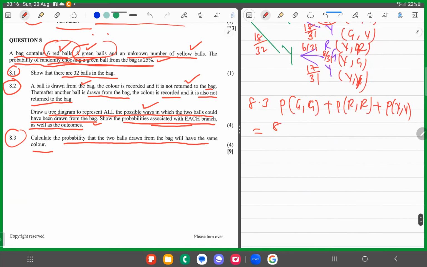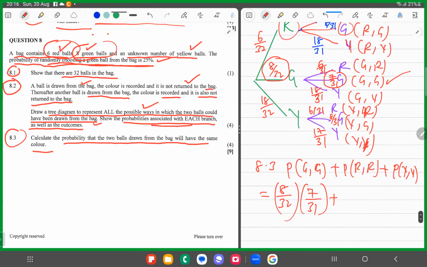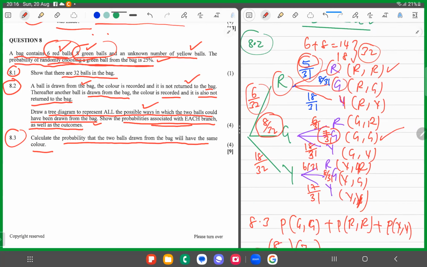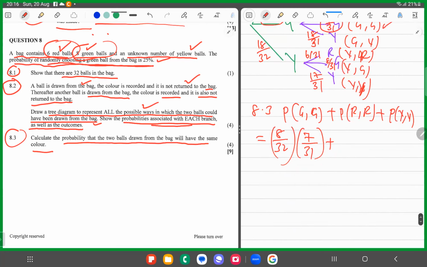So you'd have 8 out of 32, and then 7 out of 31, plus the probability of red, red. Red, red is this one. So red is 6 out of 32, but it also goes with 5 out of 31. So you'd have 6 out of 32, 5 out of 31.